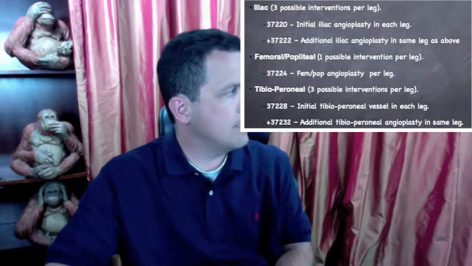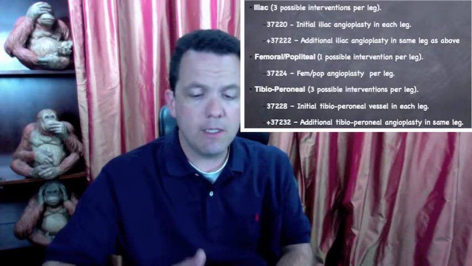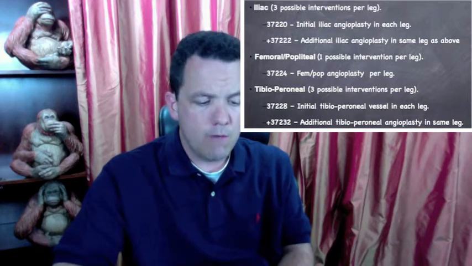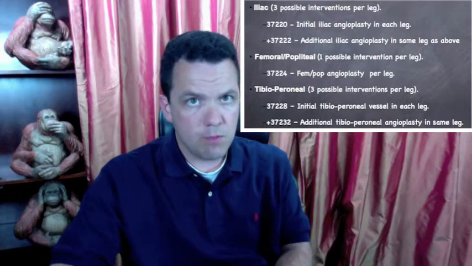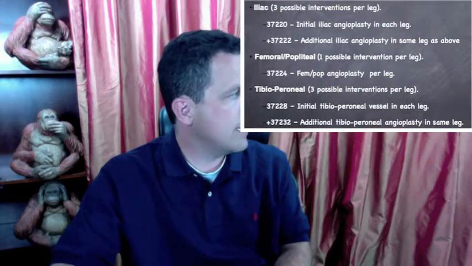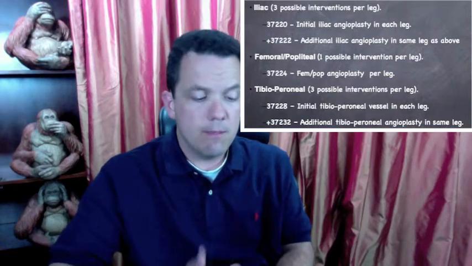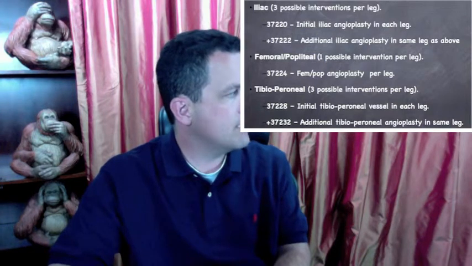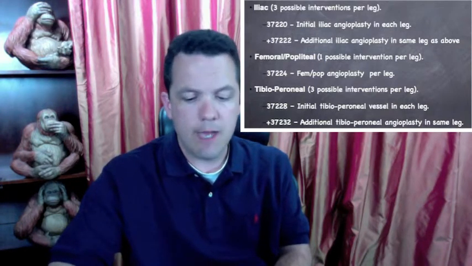And then once we get down into the trifurcation, there's 3 recognized vessels. So we go back to the same coding structure as we had with the iliac vessels, in that there's 1 vessel code for the initial intervention, the initial angioplasty that's done. That's 37228. And then there's an add-on 37232. So the most complex angioplasty procedure we could do there would be reported with 37228 once and 37232 2 times.